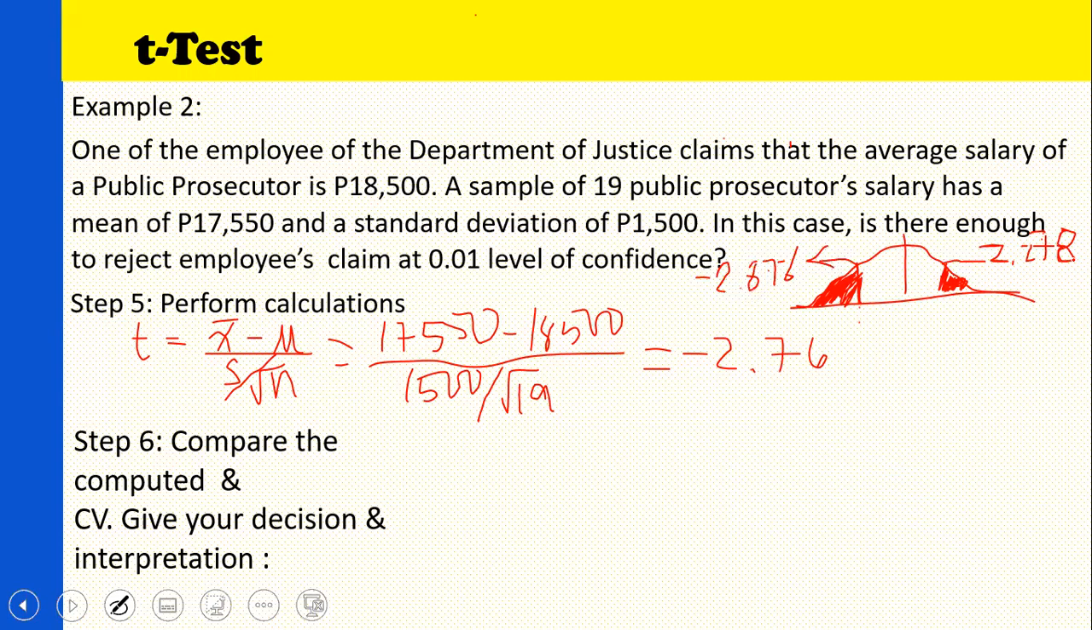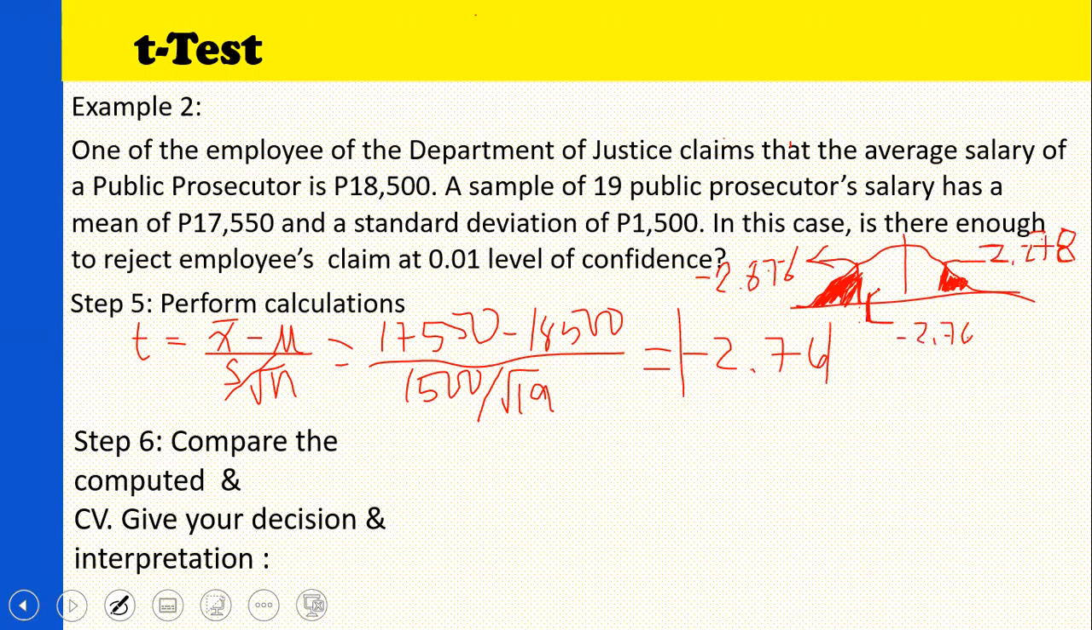So meaning, negative 2.76 lies on this area. So it is in the acceptance region. We have negative 2.76 somewhere in this area, within the unshaded region. So therefore we're going to accept the null hypothesis.